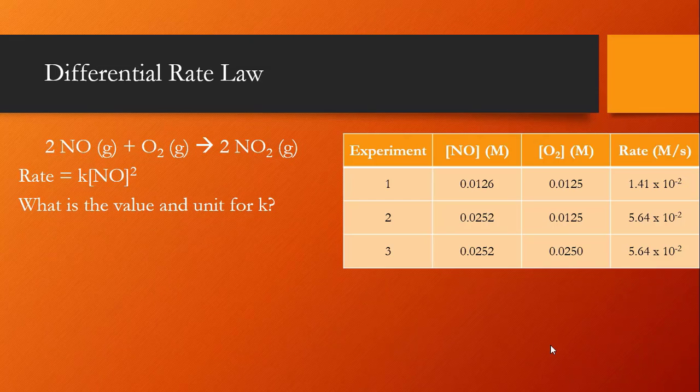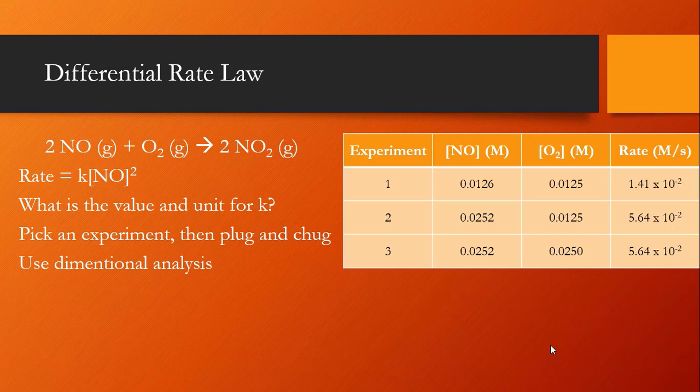But you then may be asked, what is the value and unit for K? All you have to do is pick an experiment, plug the values into the equation, and then solve. And in order to get the unit for the rate constant, you have to use dimensional analysis. Let's pick the first experiment. The rate, 1.41 times 10 to the minus 2 molarity per second, equals K times 0.126 molarity squared. Now you've plugged, now it's time to chug.